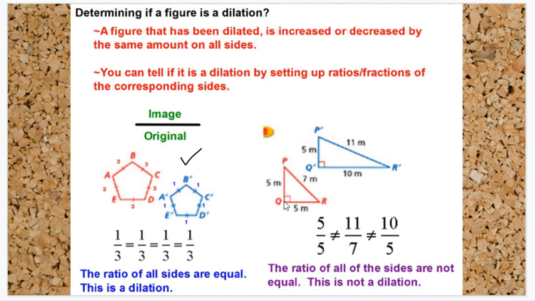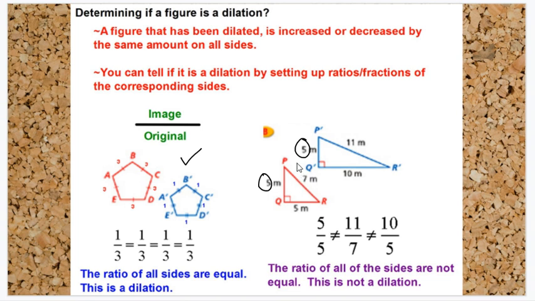So we can take side PQ, which is 5 meters long, and then P prime Q prime, which is also 5 meters long. So that's 5/5. Well, that means that there wasn't any change to this side. So from PQ to P prime Q prime, there was no change. They're the same exact size.